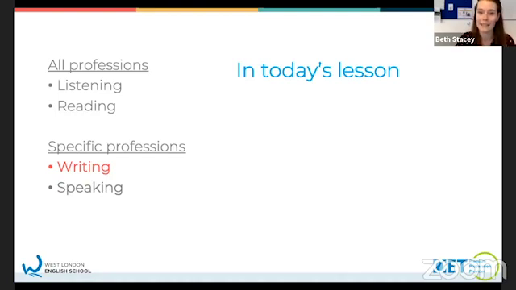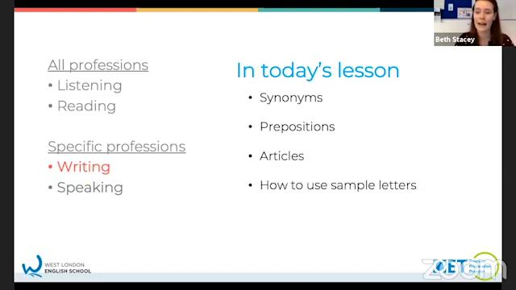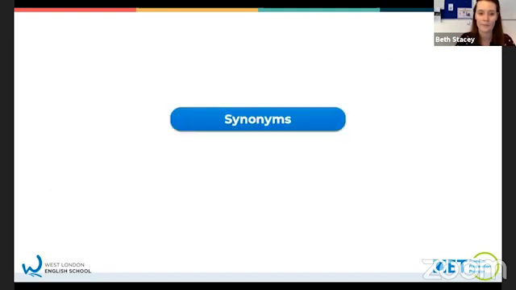And in today's lesson, we're going to look at some synonyms and do a bit of revision and practice with those. We're going to go over some prepositions. We'll look at articles, that is a and the zero article. We're going to look at how to use sample letters, as I mentioned, and also how to improve yourself and improve your own work. So let's start with synonyms.